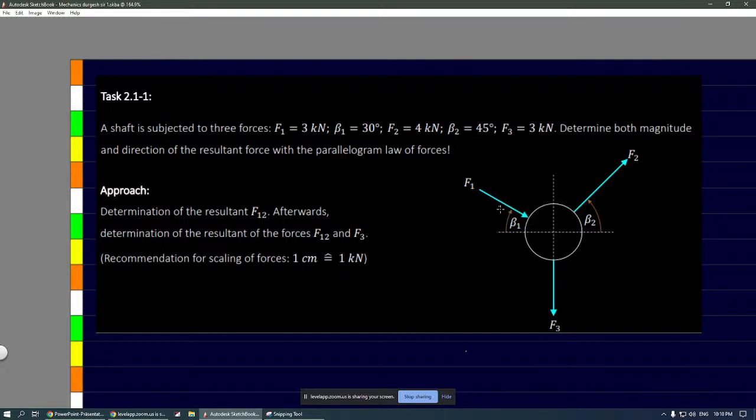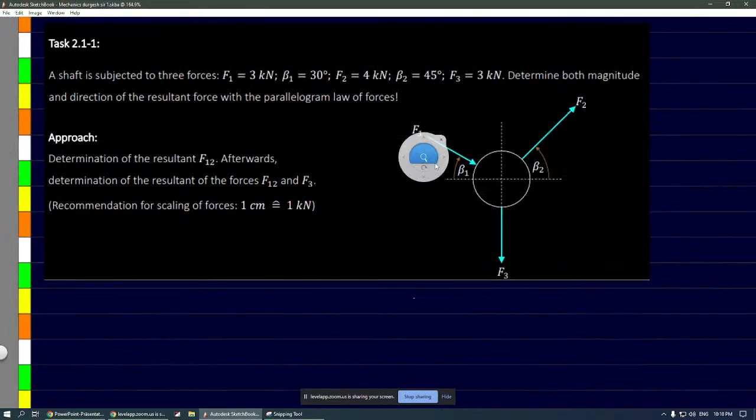So the shaft is subjected to all these forces. F1 is 3 kilonewton, and beta 1 is given as 30 degrees. Then F2 value is given as 4 kilonewtons. Beta 2 value is given as 45 degrees. F3 value is 3 kilonewtons. Find both magnitude and direction of the resultant force with the parallelogram law of forces.